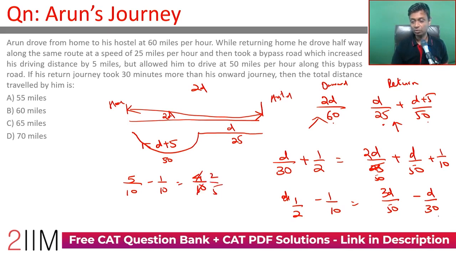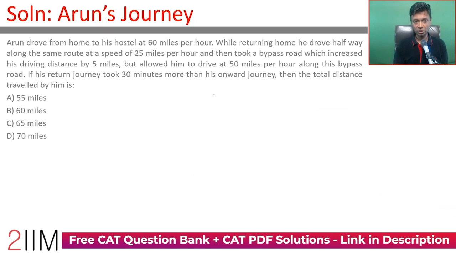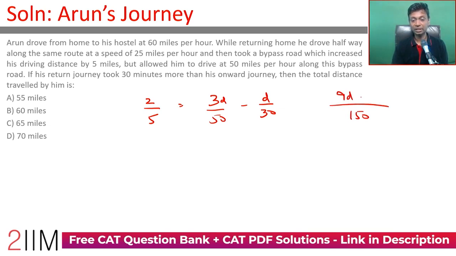That side, LCM of 50 and 30 is 150. So I'm going to write this in the next page. So 3D by 50 minus D by 30 is equal to 2 by 5. LCM is 150. 3D into 3 is 9D. D into 5 is 5D. So this is 4D by 150. 2 by 5 equals 4D by 150.